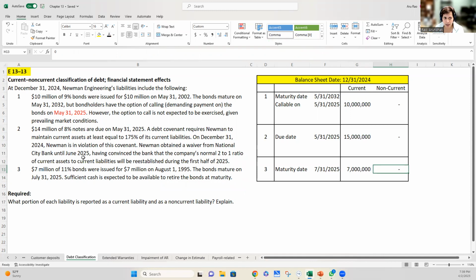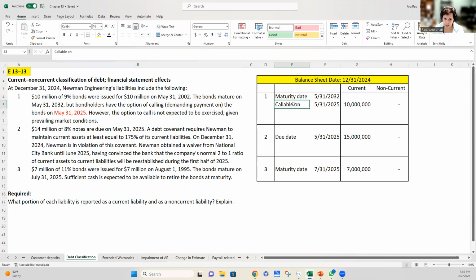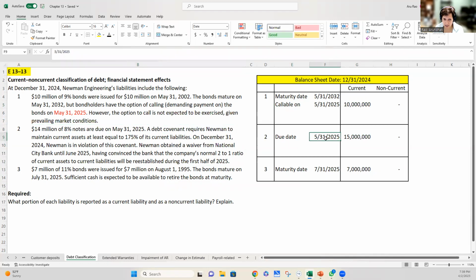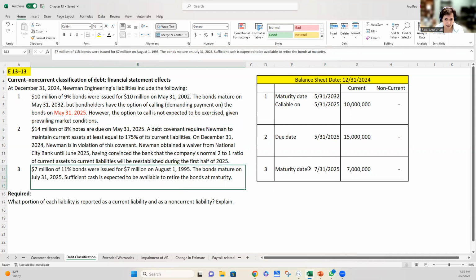So what you saw in these 3 cases is that in all 3 cases they are current liabilities. In the first case, it's callable on May 31st, 2025. In the second one, the due date is within the next year, and we've not done any refinancing. In the third case, again, the due date is next year, and they're saying we are prepared, we have the money. Well, again, good for us. All three are current liabilities.